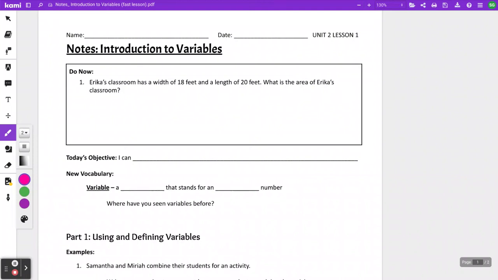Hello, pre-algebra students. This is our first lesson in Unit 2. This lesson is going to be on an introduction to variables. We have this warm-up question at the top about Erica's classroom.